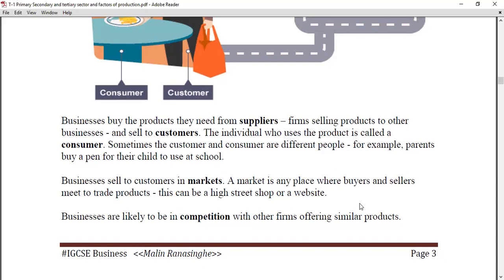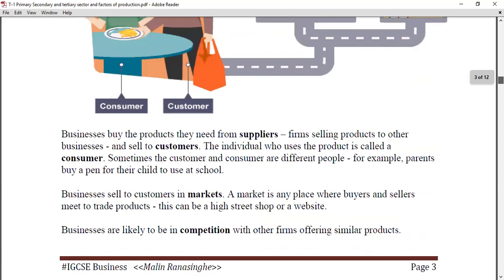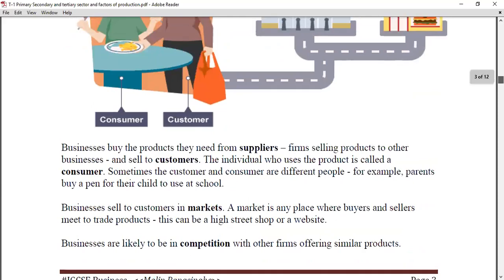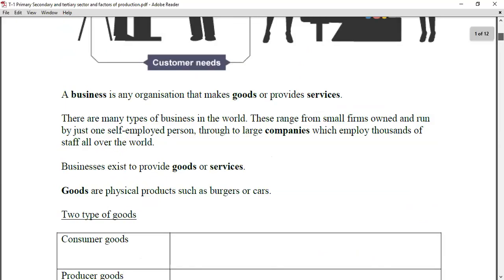The market is any place where buyers and sellers meet to trade products. So market definition also here, please highlight that. The market can be a place or space, even an online market, where buyers and sellers can interact. Buyer means demand, seller means supply. Buyers and sellers can meet to trade products. Product means goods and services. This can be a high street shop or website. And finally, you can see the business is likely to be in competition with other firms offering similar products. There's another thing we're discussing here, the competition part. Okay, to sum up the session, we talked about a lot of things today.